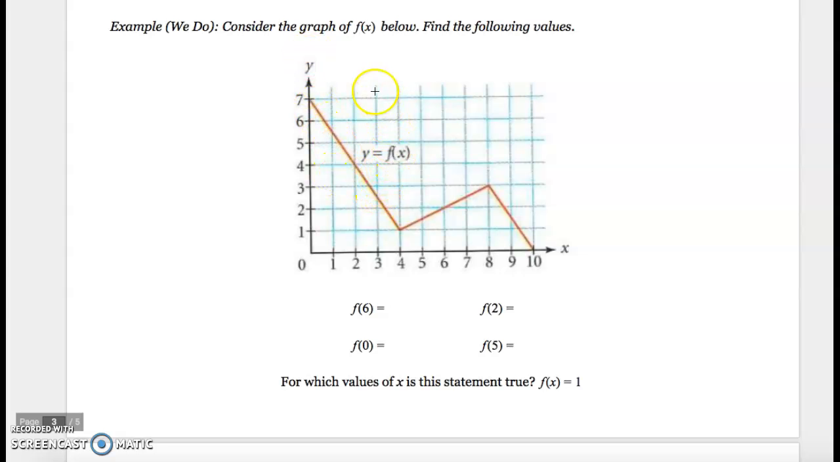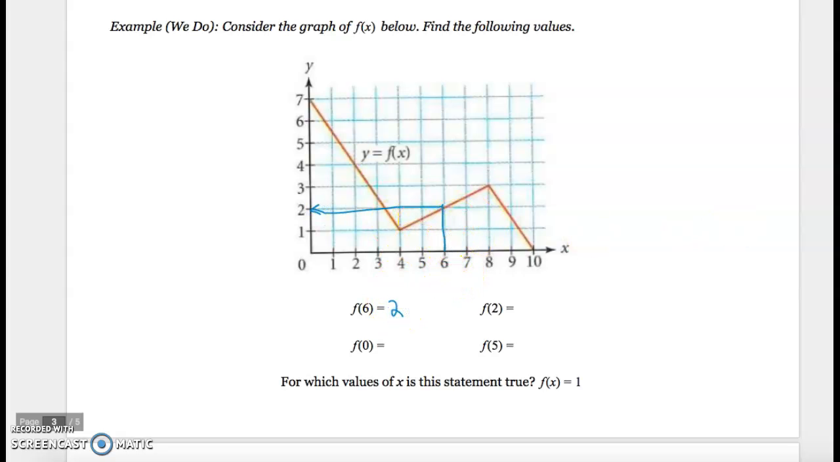So in this graph below, we want to find the following values. And again, you're just basically going to be doing a lot of meeting up on your graph. Our x values, or our inputs, are along your x-axis, and then your outputs or y values are along your y-axis. So f of 6, I go over to 6, and I want to see what my output is, so I have to actually go up to my graph. If I go over to 6, that's where it meets my graph, so my answer is 2.